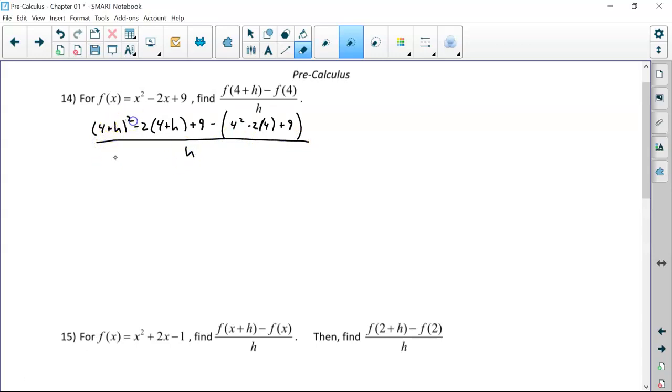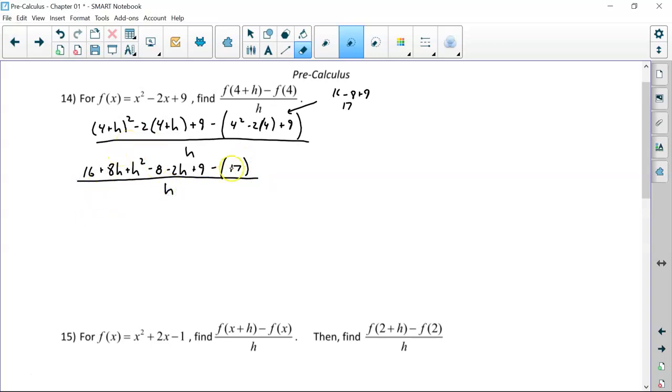So we square the 4 plus h, we get 16 plus 8h plus h squared. Distribute the negative 2, minus 8 minus 2h plus 9, minus the quantity. Now, inside there, 4 squared is 16, minus 8 plus 9. 16 minus 8 plus 9 is 17. So it's minus 17 at the end, all over h.